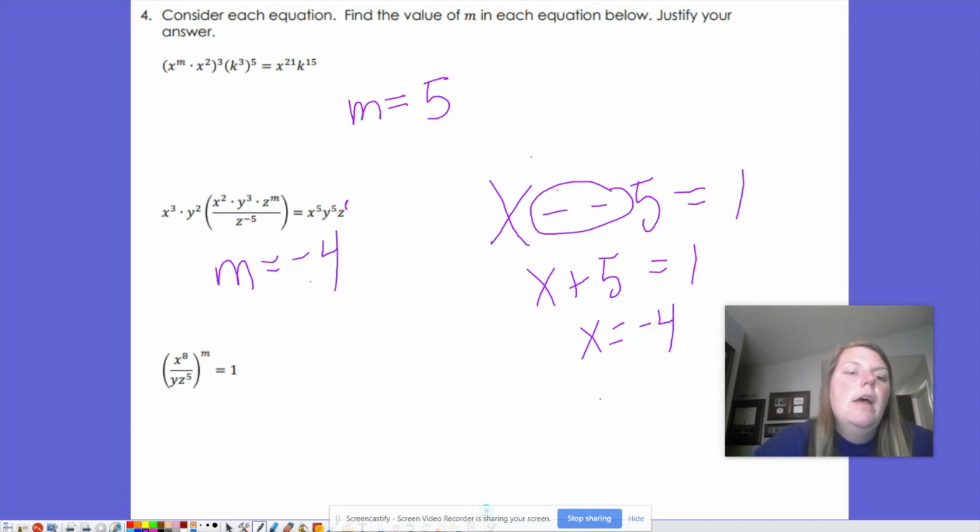And the last one, what number would that m have to be for that entire equation to equal 1? Well, that's a rule that we learned. I know it was all the way back in September, October, but anything to the 0 power is going to give us an answer of 1.